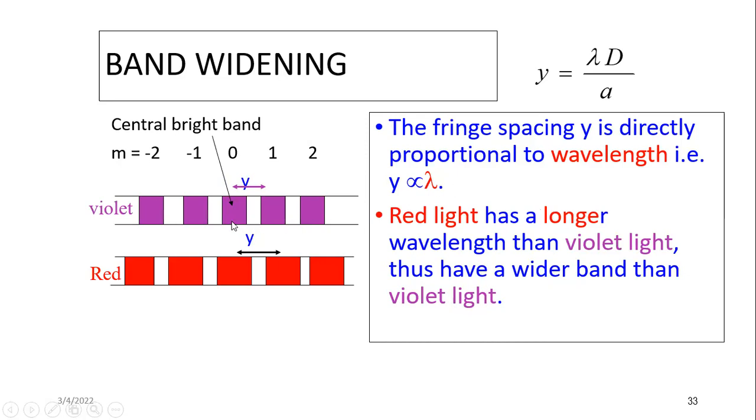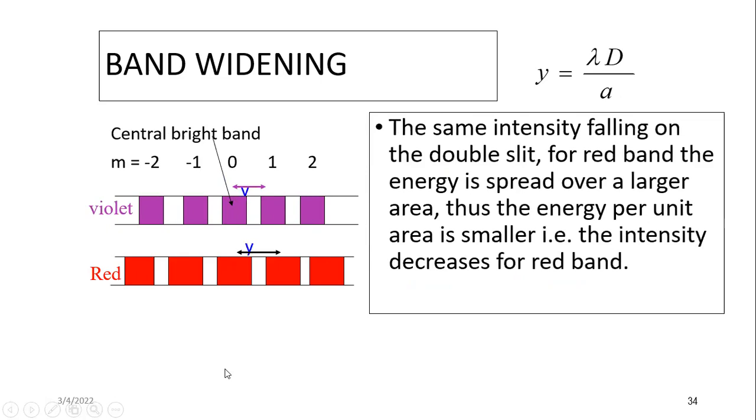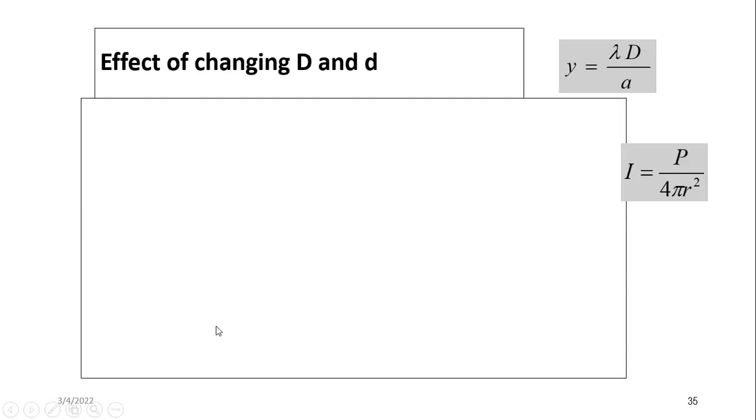Okay, I think your book doesn't distinguish it. Violet, shorter wavelength, that one is narrower. This one is wider. That's important to differentiate. Okay, so for violet, the intensity is larger because the area is smaller. This one area is larger, so the intensity is smaller. It is the same energy having to spread over a bigger area for the red light, red band.